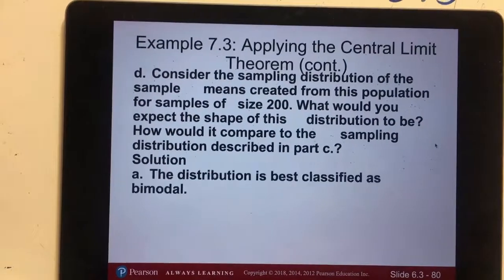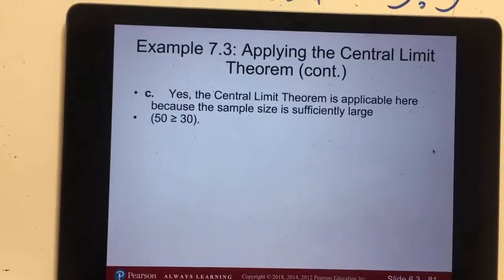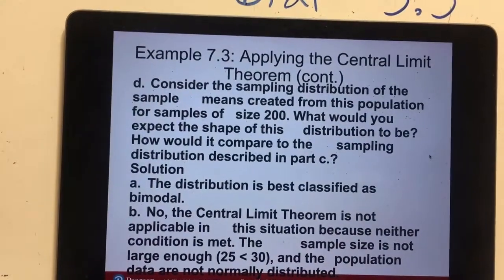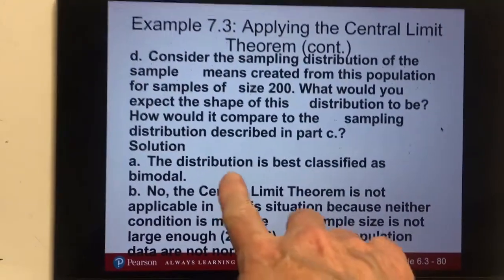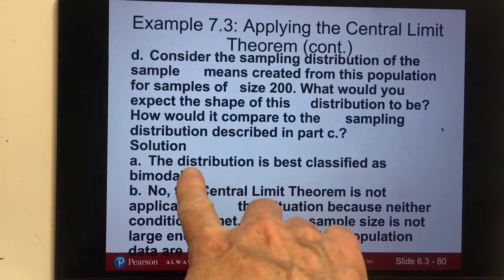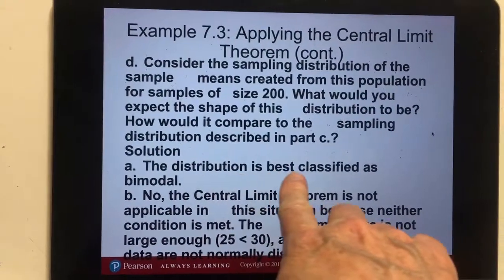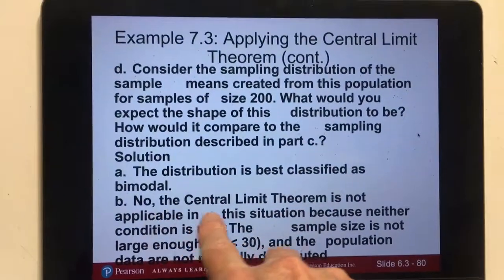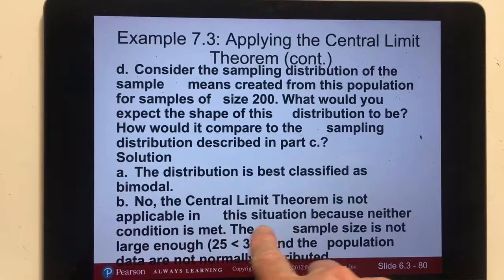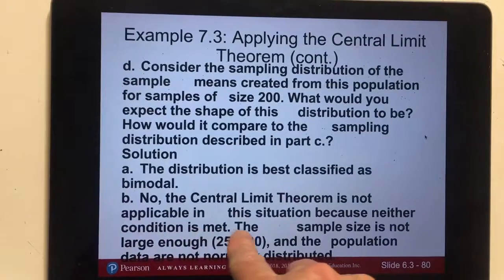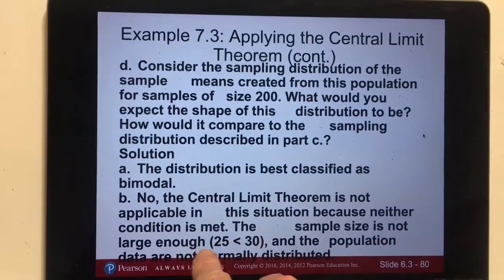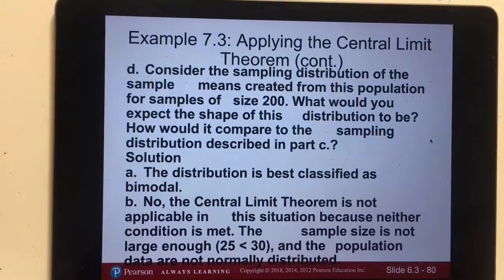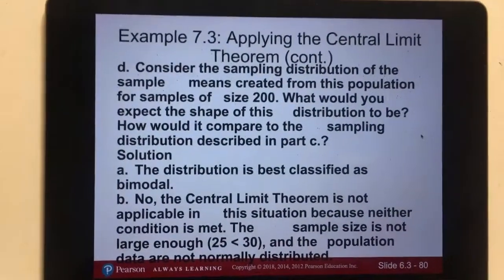Let's go to the answers here. Okay, so here are the answers to this one. I think we got the slides mixed up. The distribution is best classified as bimodal, two high points. No, the central limit theorem is not applicable in this situation because neither condition is met. The sample size is not large enough, 25 is less than 30, and the population data are not normally distributed.